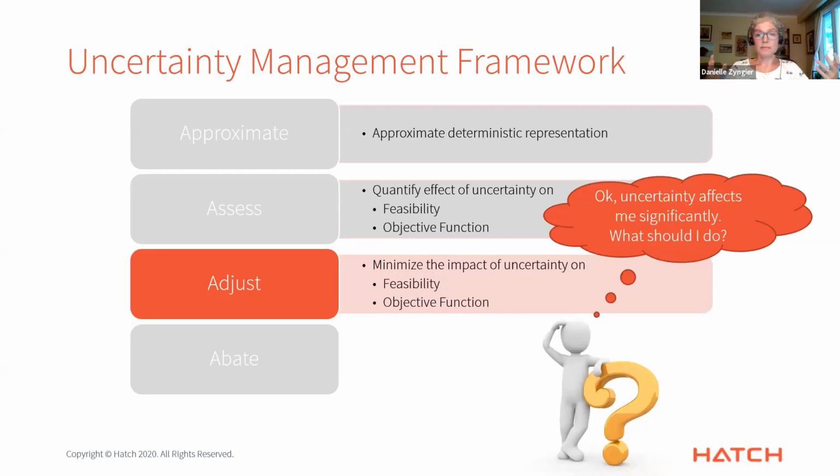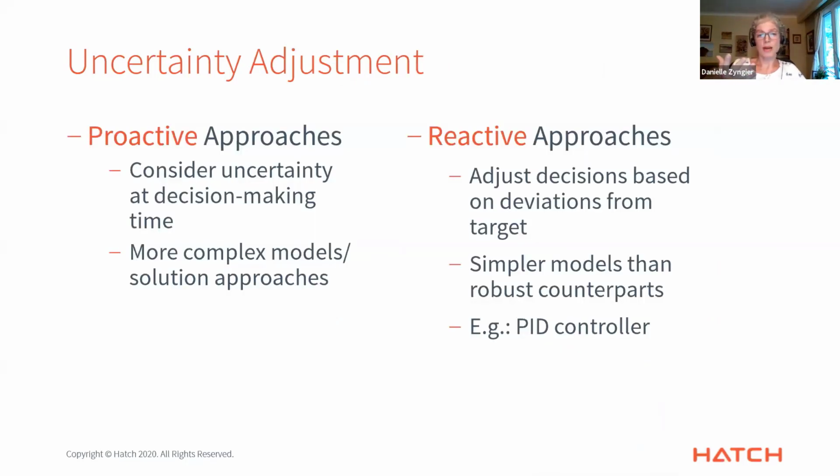Now, okay, uncertainty does affect me. I do care. What do I do? So then you want to minimize the impact of that uncertainty on the fact that you're going to be able to deliver that plan, or maybe you want to minimize the impact of the uncertainty on your objective function. So there's proactive approaches that you can take, and then there's reactive approaches. So proactive, you consider that uncertainty at decision-making time, and you try to be safe. Doesn't matter what happens, your plan is going to be achievable, and you're going to be good regardless of whether or not the ship is late.